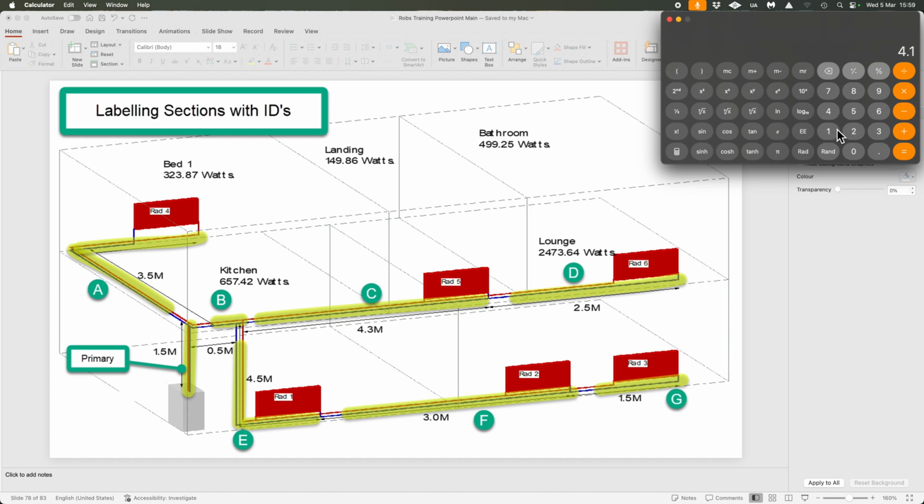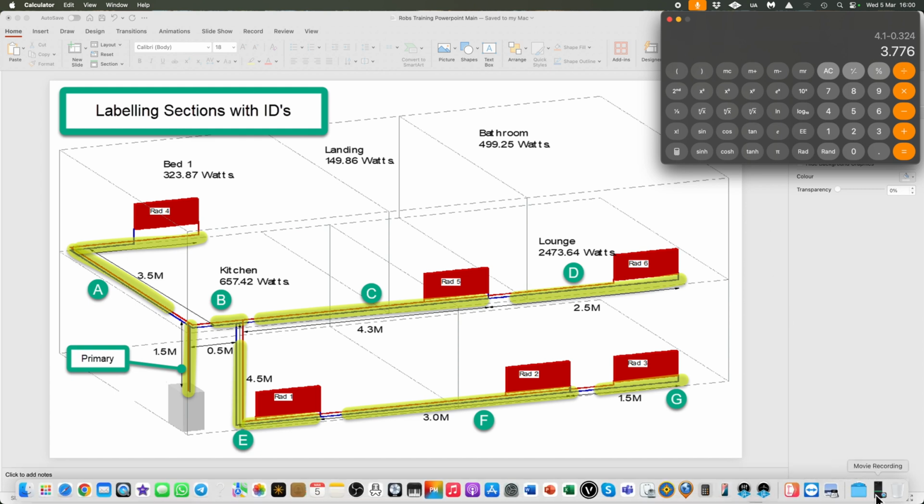4.1 minus this one here, which is 324 watts. So we say minus 0.324, and that equals, so we've got 3.77, so 3.78 kilowatts. 3.78 kilowatts is all we need for that.